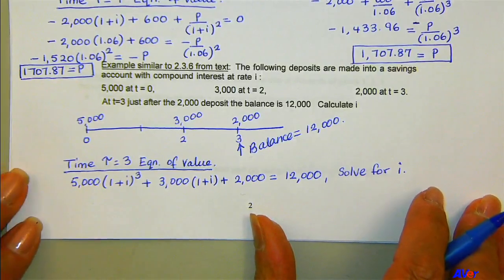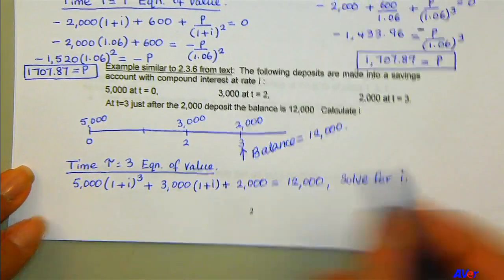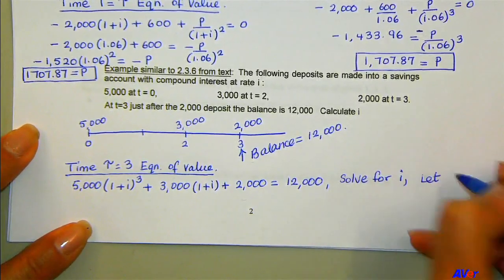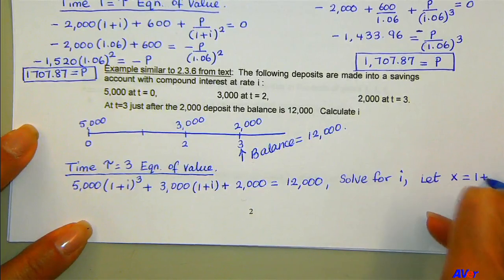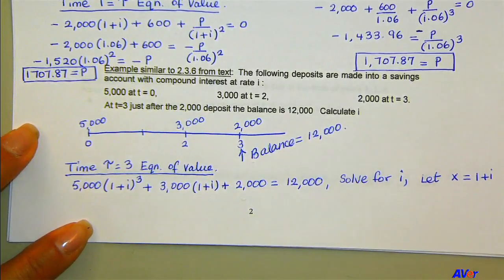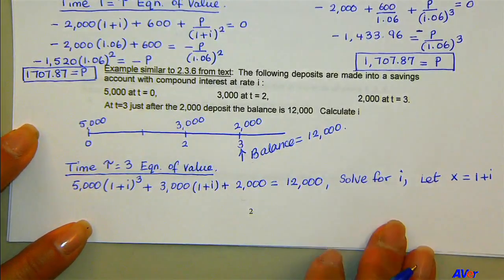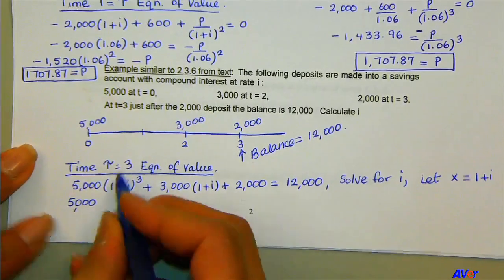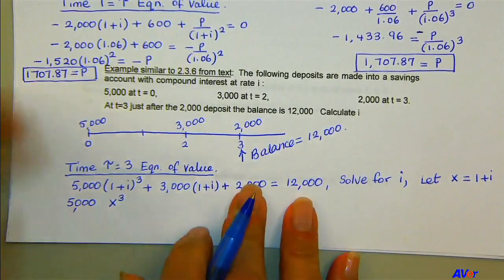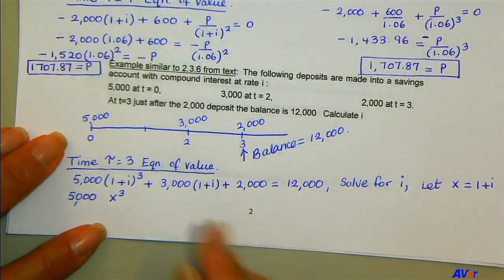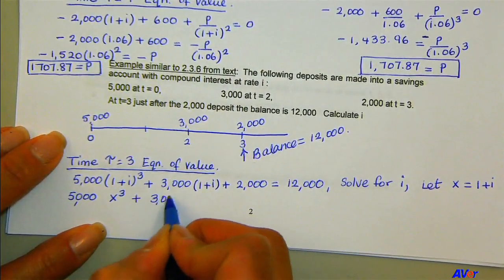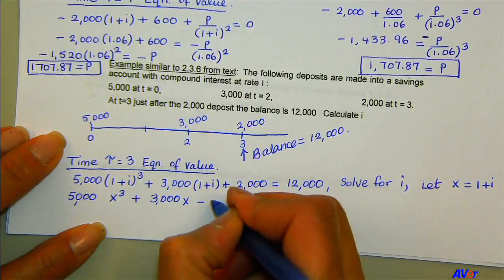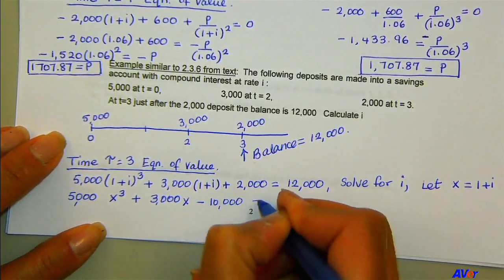So we let x equal 1 plus I. Then I would have a cubic. So this would be 5,000 x cubed plus 3,000 x minus 10,000 equals 0.